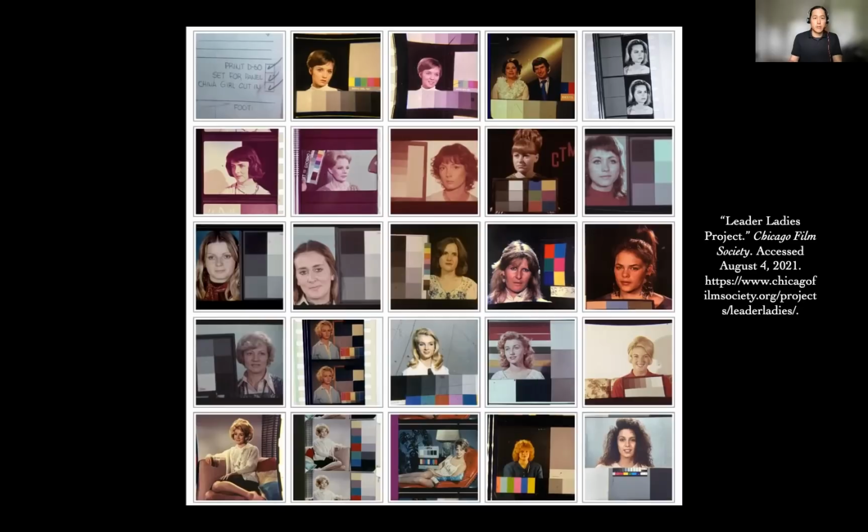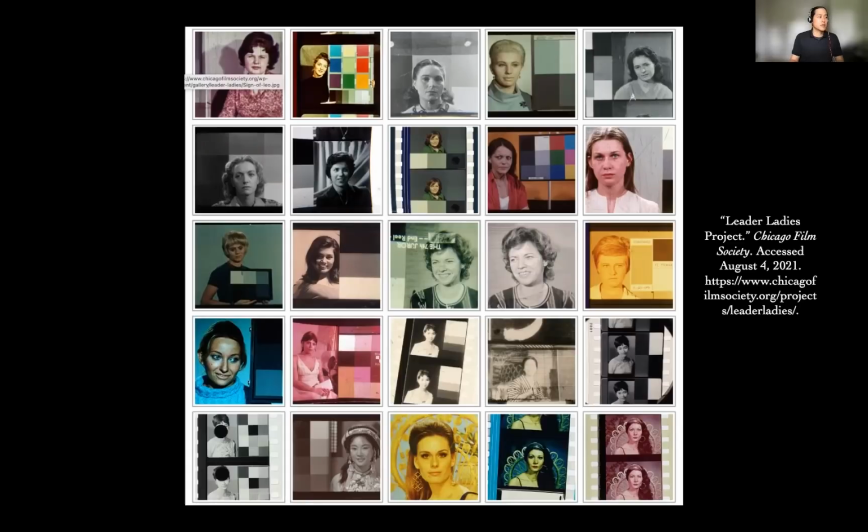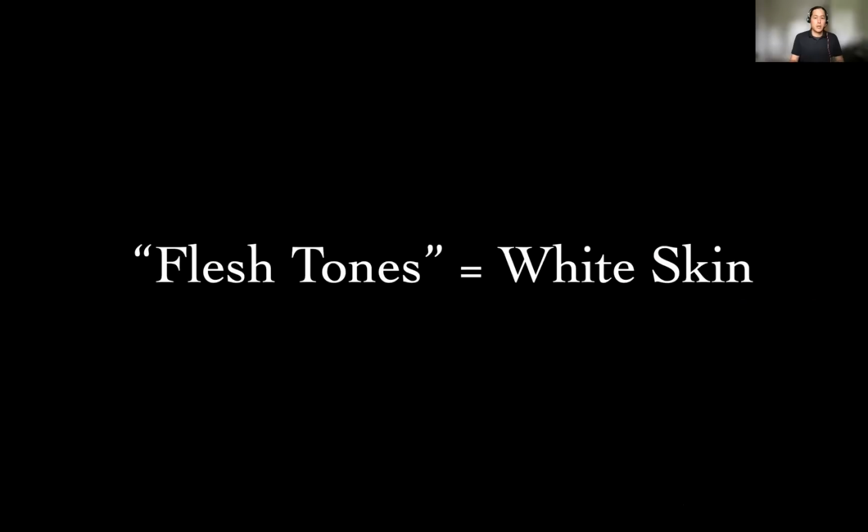All right, so as we can see, you keep going on, and who are the people that are leader ladies? Again, it is always a white woman. Sometimes there's a Chinese person, so you can see on the lower left here, there's one Asian looking person. But again, the vast majority, overwhelmingly, it is white skin. All right, so again, by flesh tones, what did we mean? Of course, it meant the chemical process was calibrated for white skin. It happened in the analog era as well.